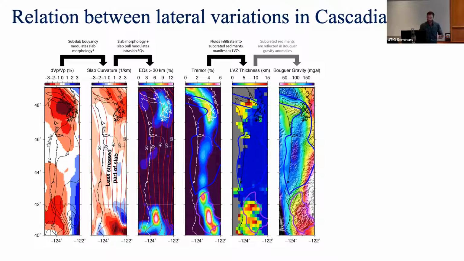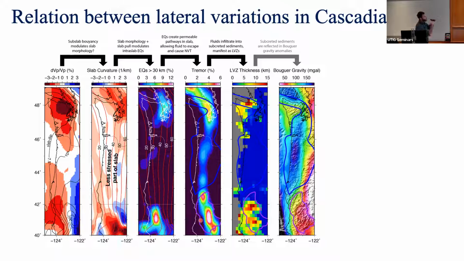So these intraslab earthquakes are representing basically increased permeability for fluids that are present in the downgoing slab to escape and propagate up to the plate interface, where they can cause increased amounts of non-volcanic tremor and slow slip.